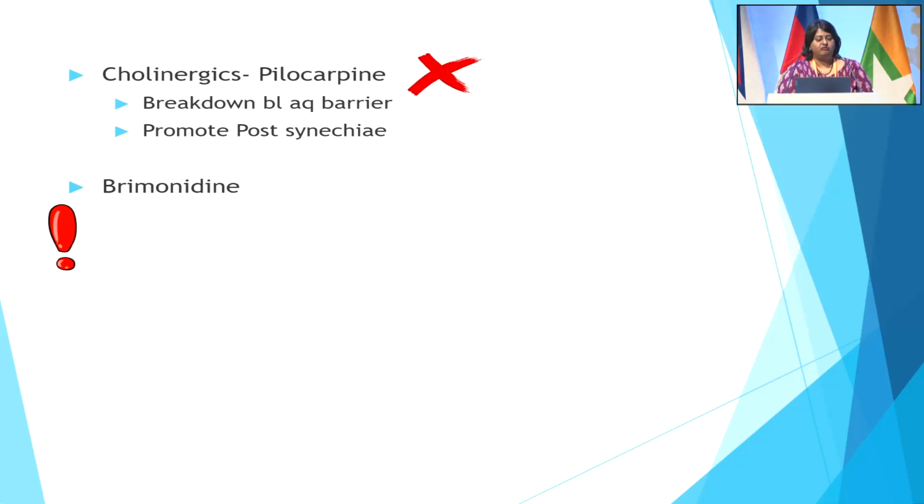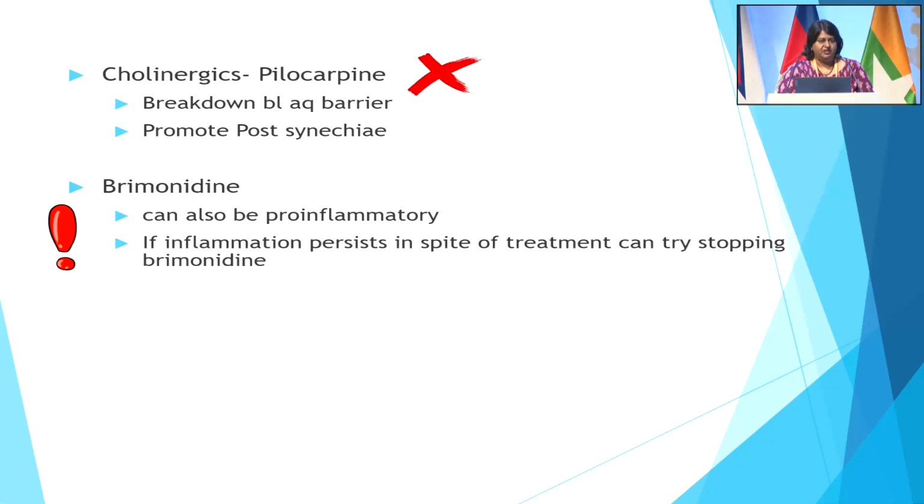Brimonidine is also found to be pro-inflammatory. So if you have inflammation going on in spite of appropriate treatment, and if the patient is on brimonidine, you can have a suspicion of brimonidine being pro-inflammatory in that patient and can stop brimonidine. Usually what happens is that this pro-inflammatory action occurs in brimonidine-sensitive patients, who also have surface issues. So that will be a clue for that.